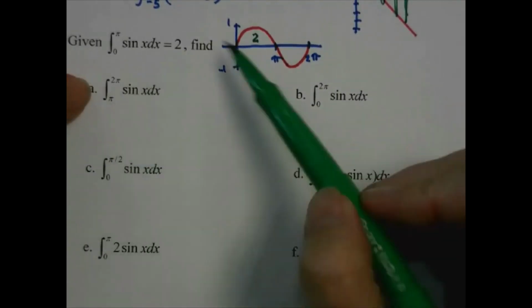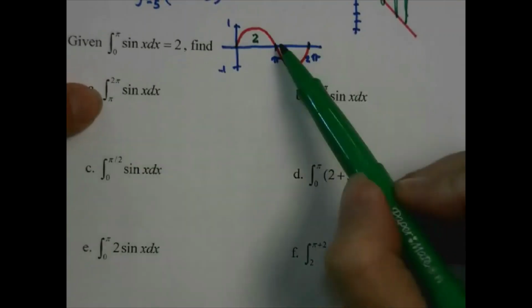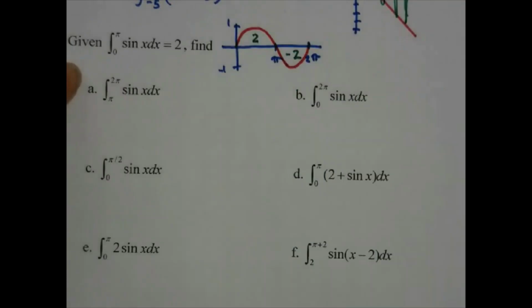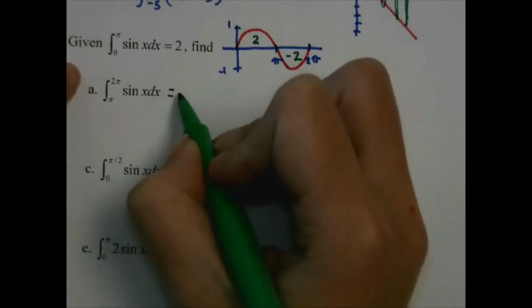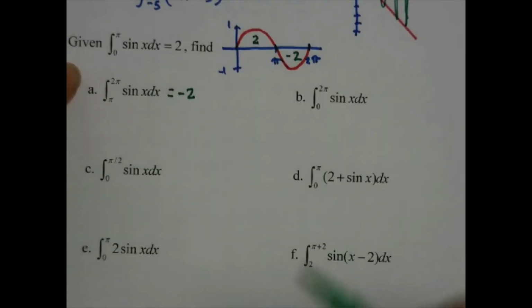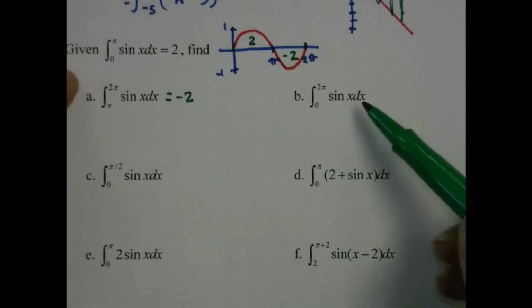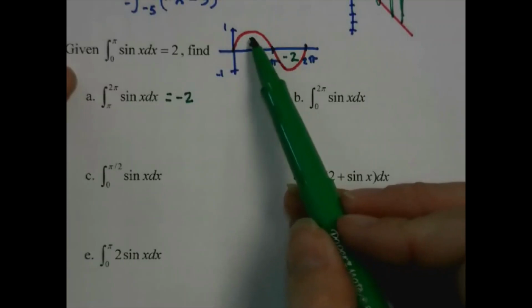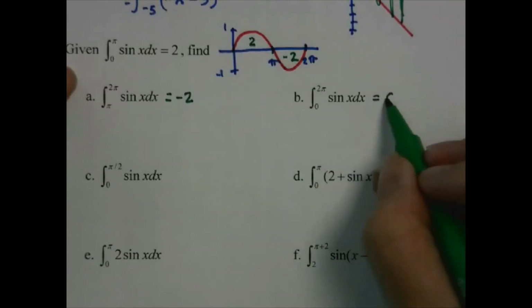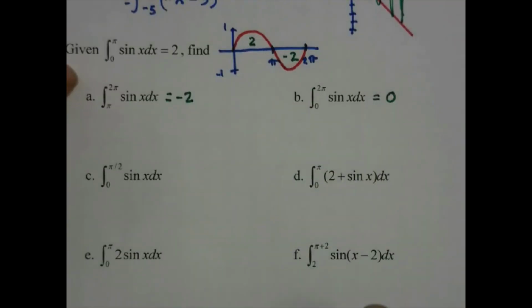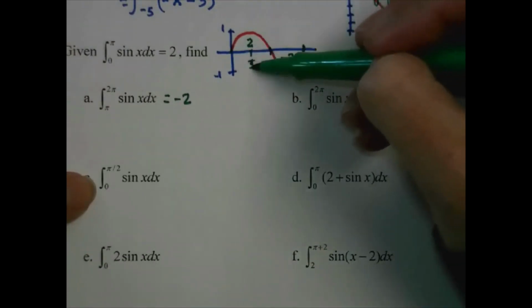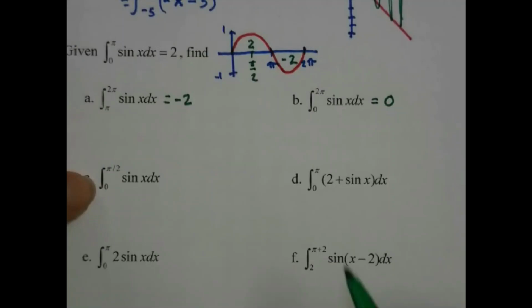So if the integral from 0 to pi is 2, we want from pi to 2 pi. Well, this is going to be the same area, but negative. So this is going to be -2. For b, the integral from 0 to 2 pi, so from here to here, is going to be 2 minus 2, which is going to be 0. From 0 to pi over 2, well, there's pi over 2. So it's just going to be half of that, which is going to be 1.